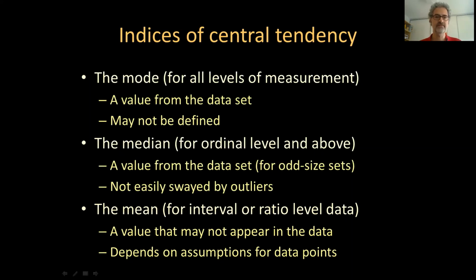And the third index of central tendency that we saw is the mean. The mean requires numbers to be calculated on, so it can only be used for interval or ratio level data. That is, only with numeric or quantitative variables. The mean produces a value that may not actually appear in the data. So you can have a mean value of children per family be 2.5, although no family ever has 2.5 children. And the mean has some difficulties in the sense that it depends on assumptions for where the data points come from and how they are distributed.